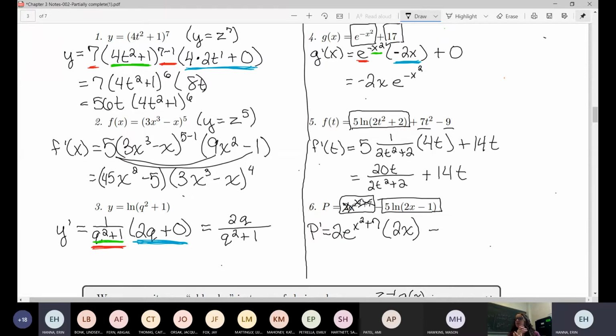And then I have to subtract the derivative of 5 natural log of 2x minus 1. 5 comes along for the ride. Derivative of natural log of something is 1 over essentially that inside piece, and then we have to multiply by the derivative of the inside. So we've taken care of the 5 and the natural log. Derivative of 2x is just 2. Derivative of minus the derivative of 1, which is 0, so I'm just not going to write it.